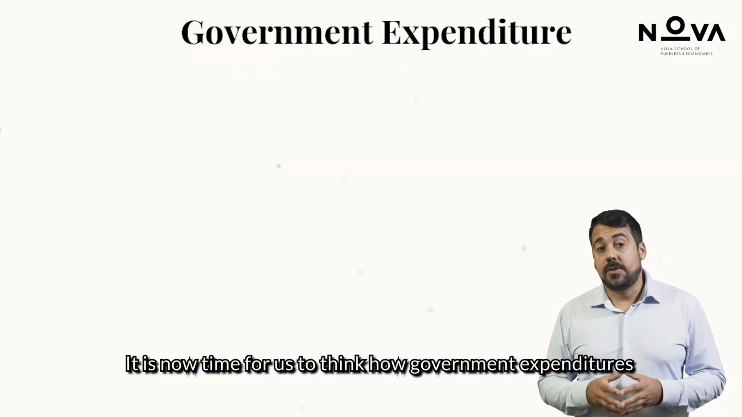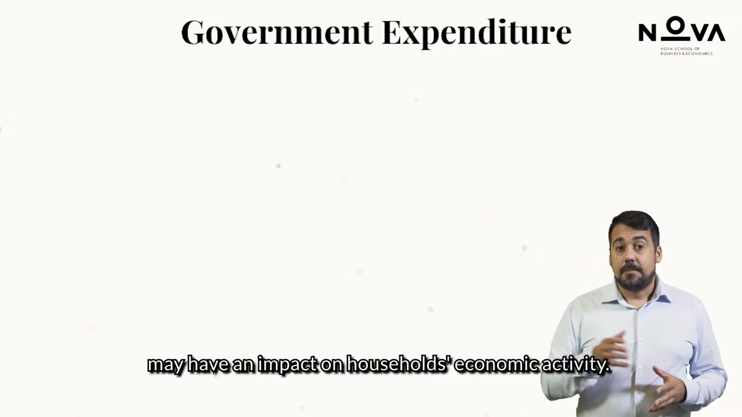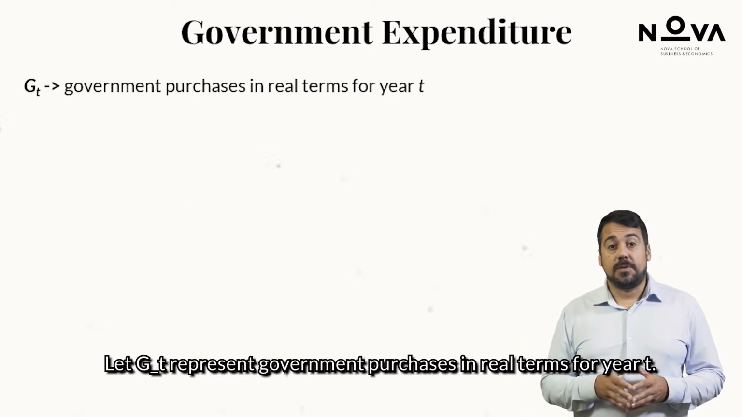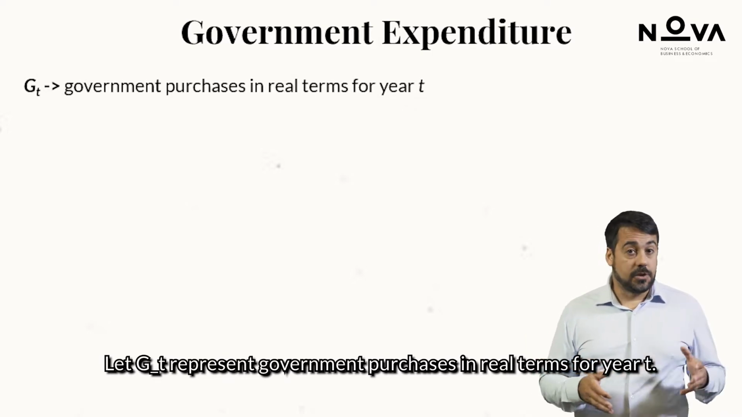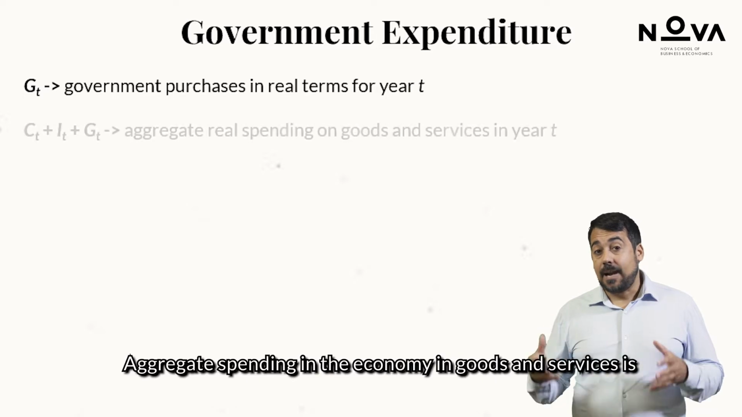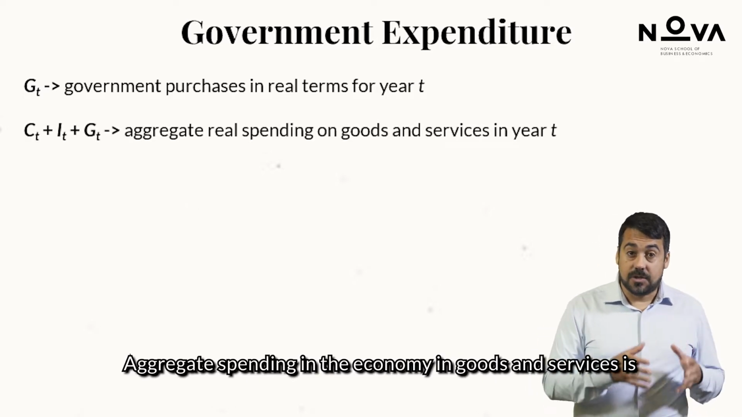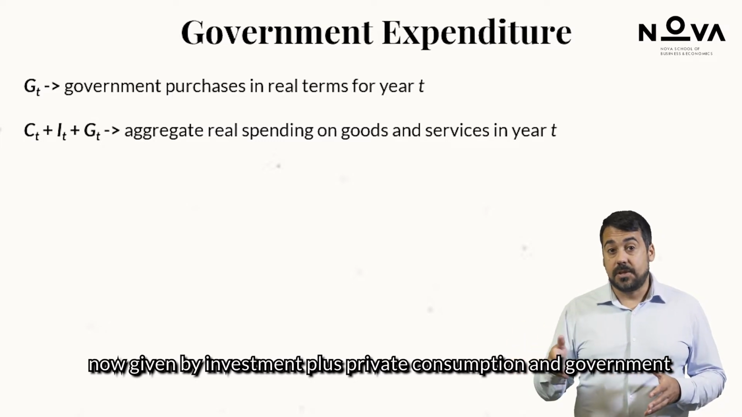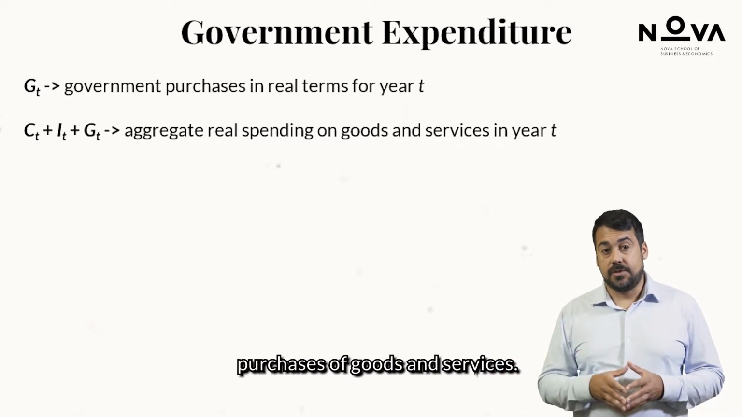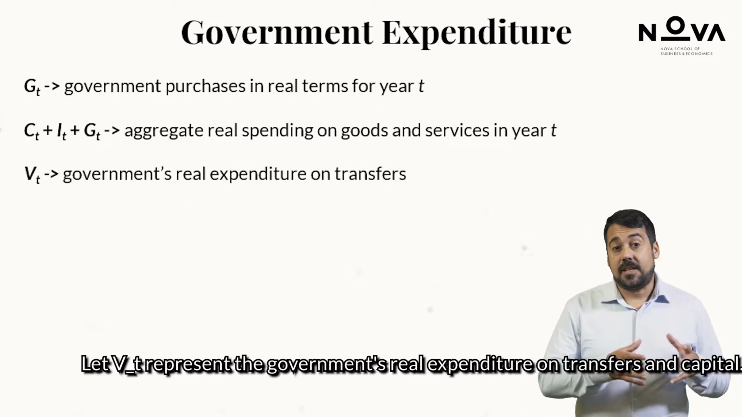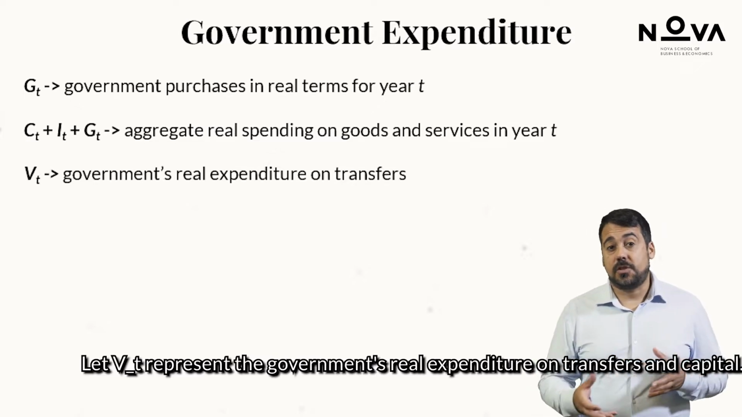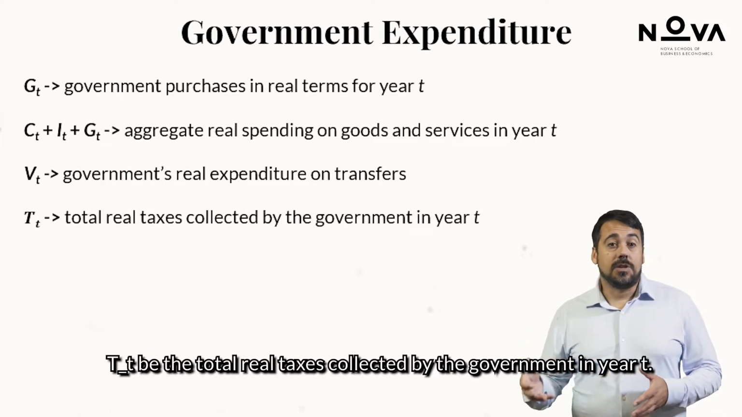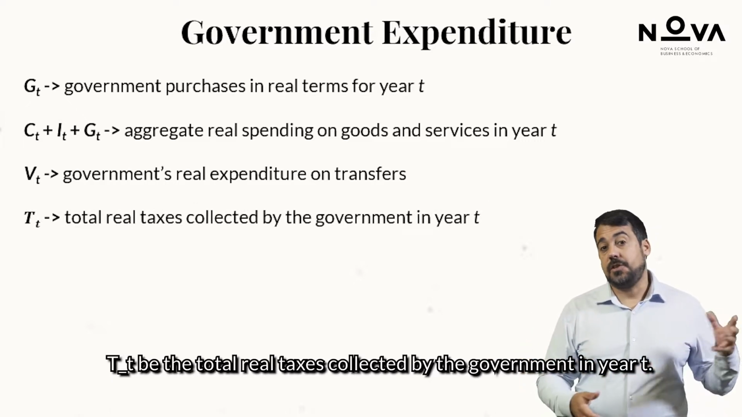It is now time for us to think how government expenditures may have an impact on households' economic activity. Let G_T represent government purchases in real terms for year T. Aggregate spending in the economy in goods and services is now given by investment plus private consumption and government purchases of goods and services. Let V_T represent the government's real expenditure on transfers and capital T be the total real taxes collected by the government in year T.